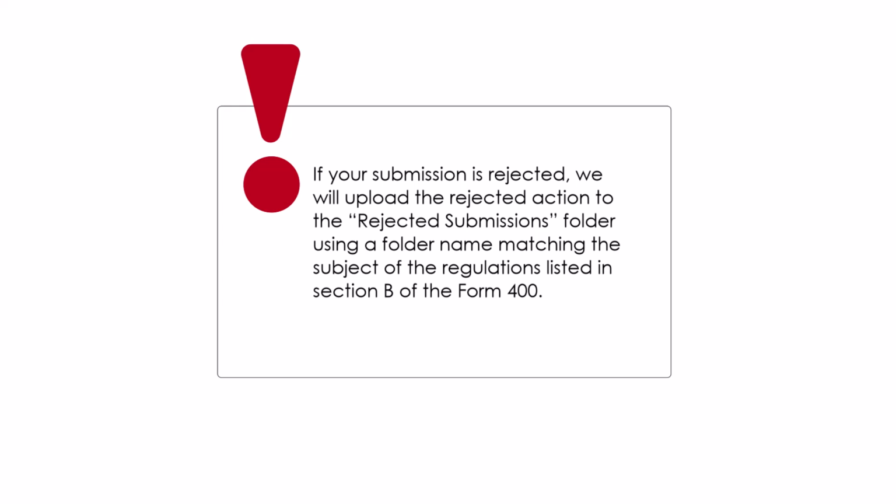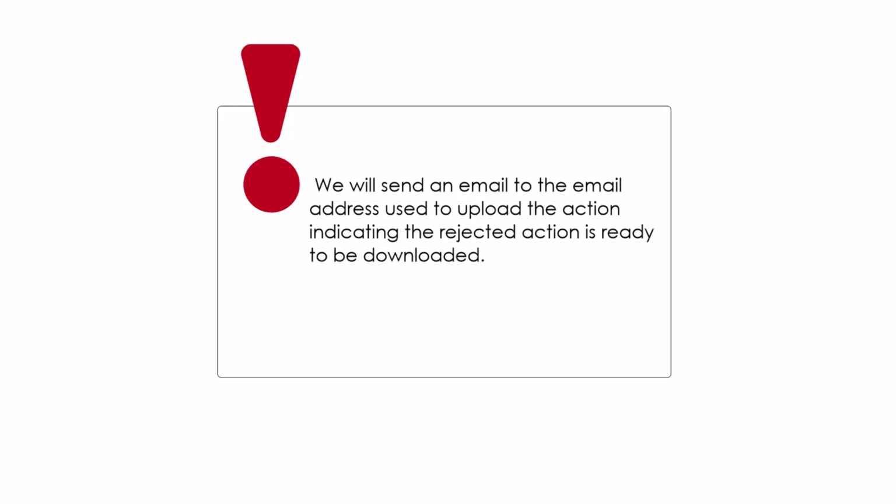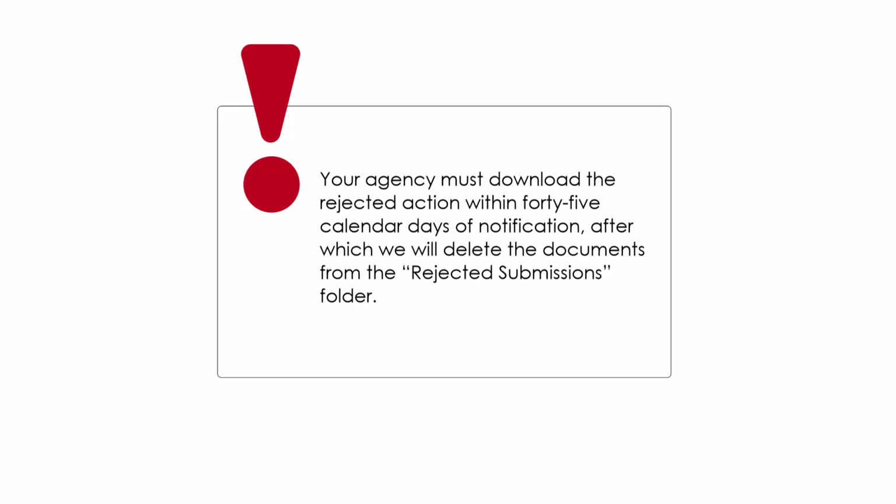If your submission is rejected, we will upload the rejected action to the Rejected Submissions folder using a folder name matching the subject of the regulations listed in Section B of the Form 400. After uploading the rejected action to the Rejected Submissions folder, we will send an email to the email address used to upload the action indicating the rejected action is ready to be downloaded. Your agency must download the rejected action within 45 calendar days of notification, after which we will delete the documents from the Rejected Submissions folder.